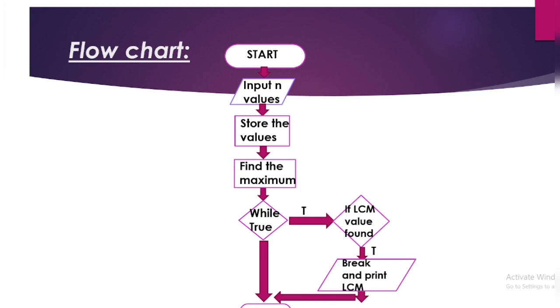The flowchart as described in the algorithm is: start the program, get the input values, store the values in the list, find the maximum of the numbers present in the list. Then you have to run a while loop and set it true until it reaches the LCM value. The loop has to run. Then after you get the value of LCM, break the loop, print the value of LCM and stop the program. Let's get right into the program.